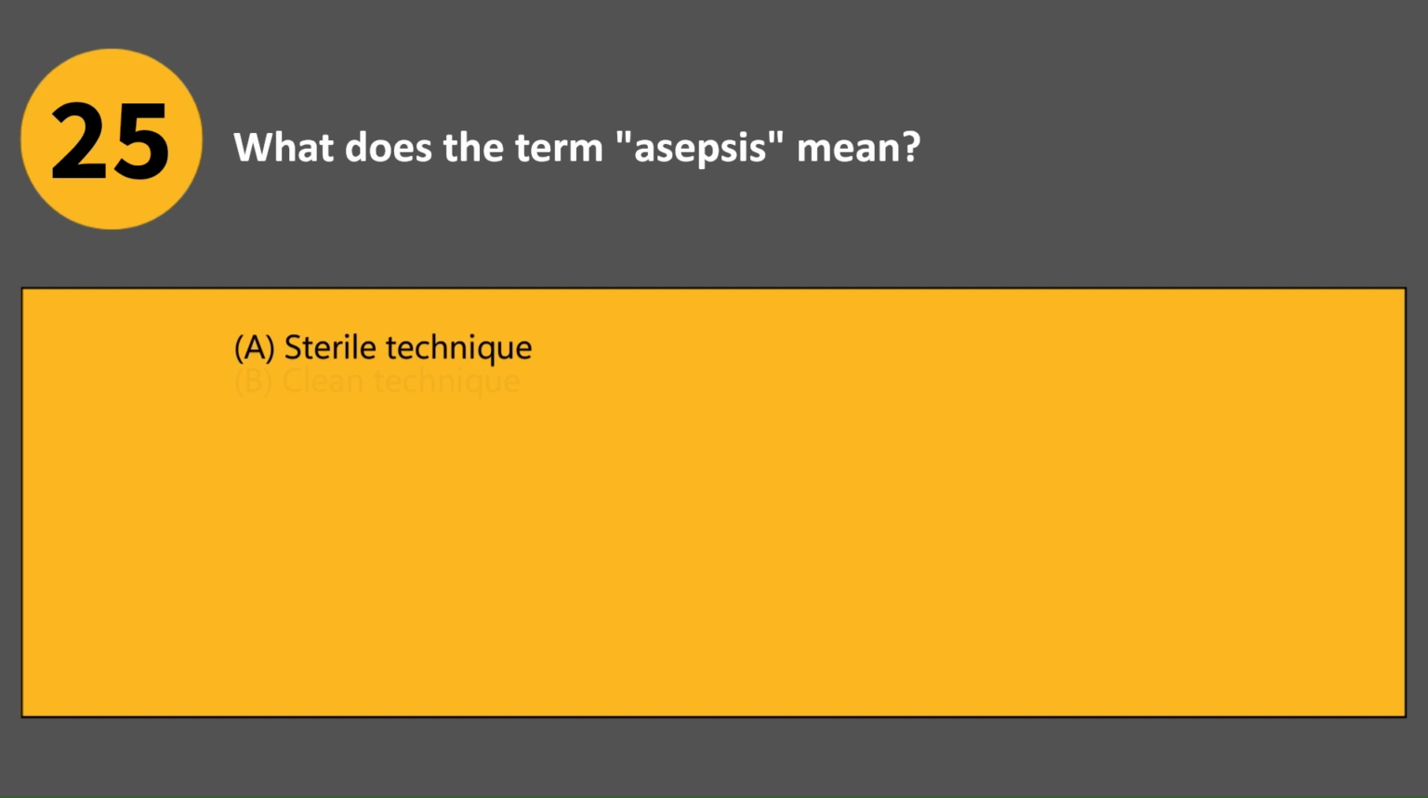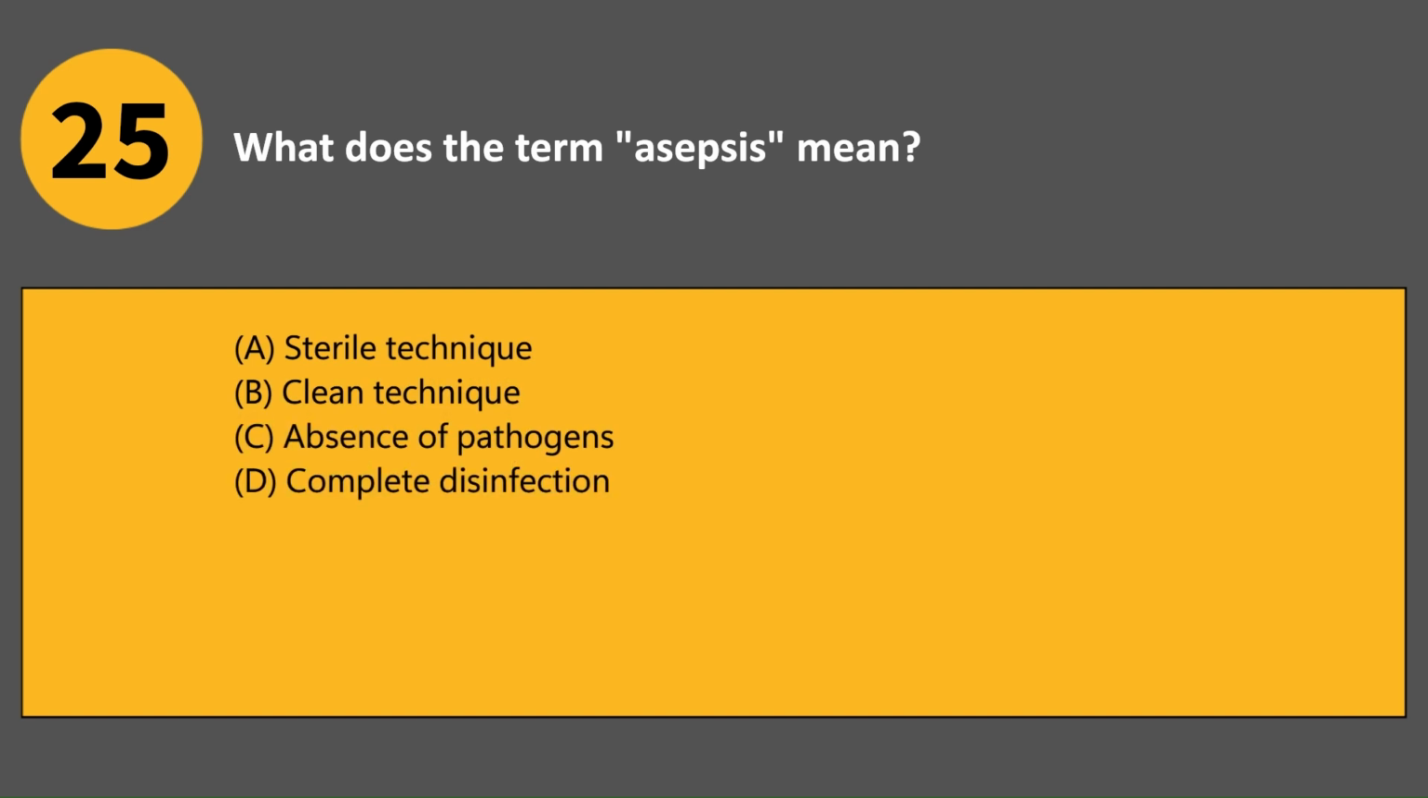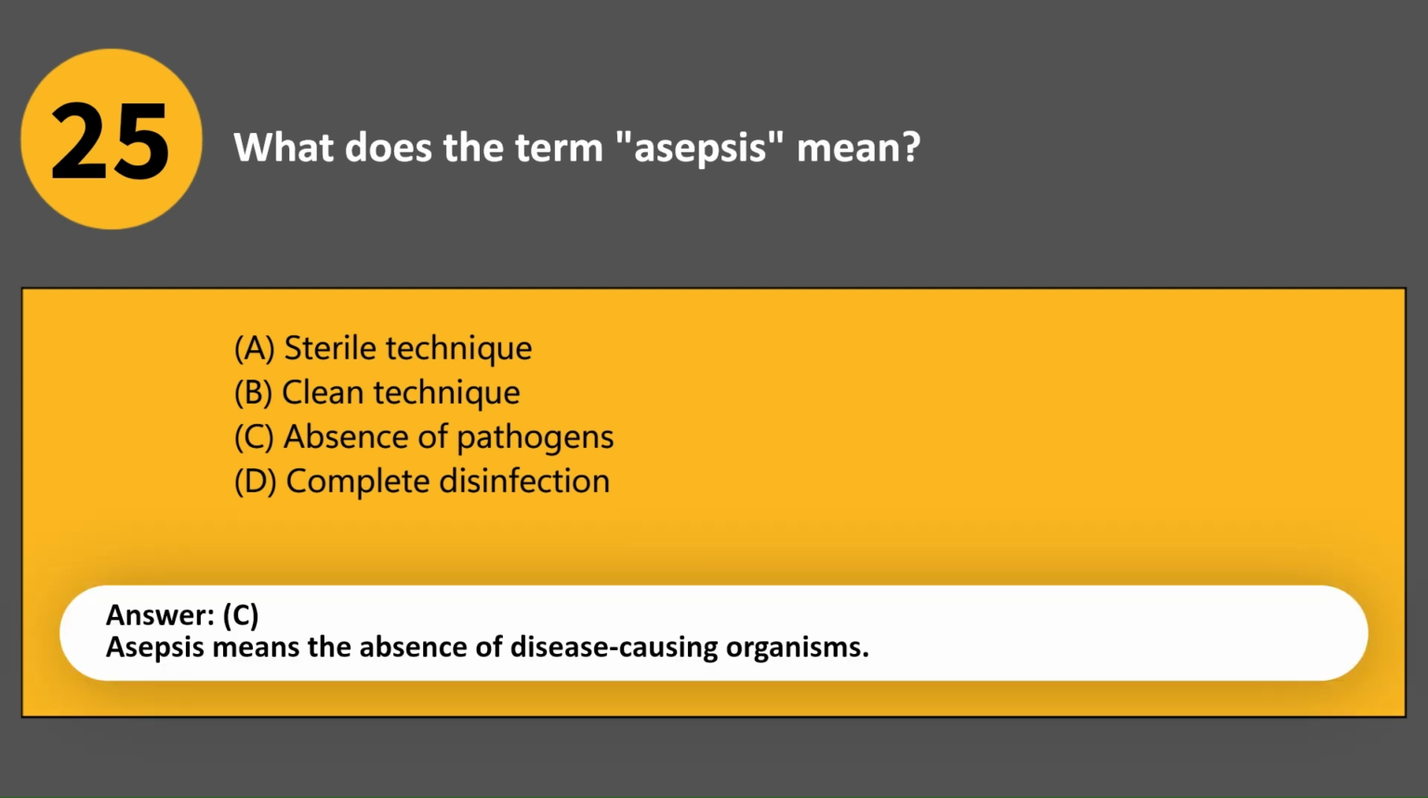What does the term asepsis mean? A. Sterile technique. B. Clean technique. C. Absence of pathogens. D. Complete disinfection. Answer, C. Asepsis means the absence of disease-causing organisms.